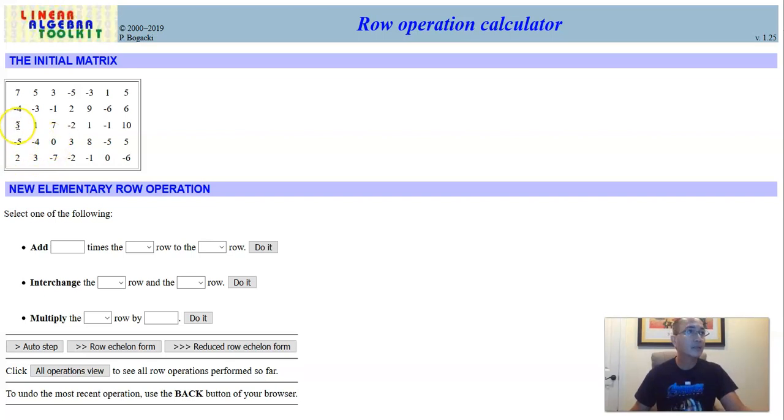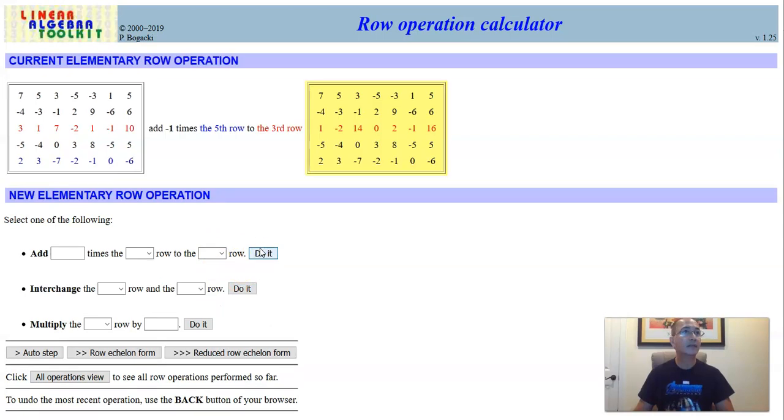Let's do this one. There's a 3 in the 3rd row and a 2 in the 5th row. So how about we just subtract the 5th row from the 3rd row? 3 minus 2 will get us 1. So that means add -1 times the 5th row to the 3rd row. Let's do it. Okay, so we have our leading one now in the 3rd row. So let's exchange that with the 7, interchange 1st and the 3rd row.